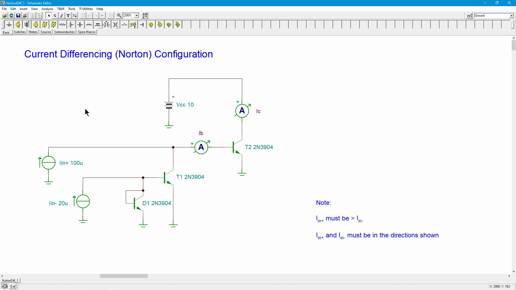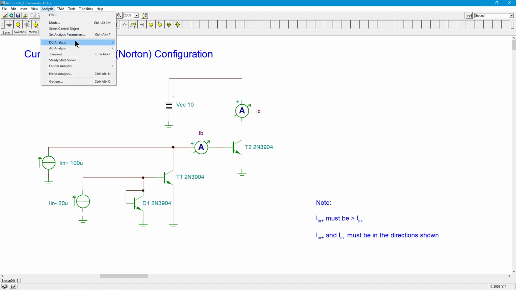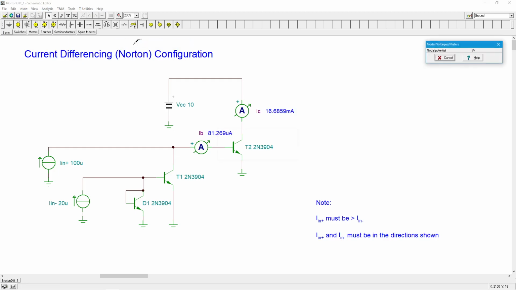Now, let's do a quick sim. Do a little DC analysis over here. See what we get. All right, so I said we were supposed to get 80 mics over here, and we're actually getting 81 and a little bit of change. Ugh. So like I said, this base current we ignored. Well, okay, that's part of the error. That could be 1% of the error right there.